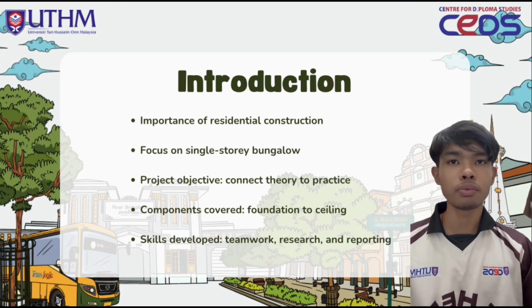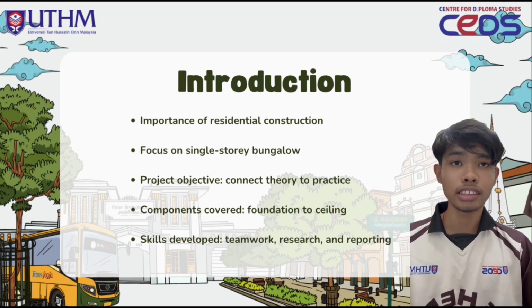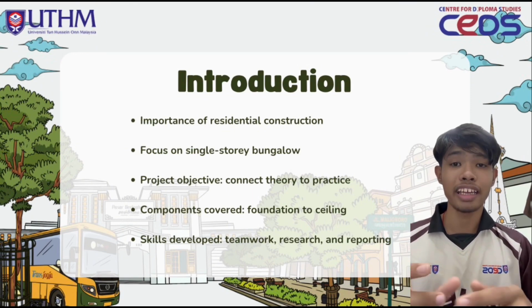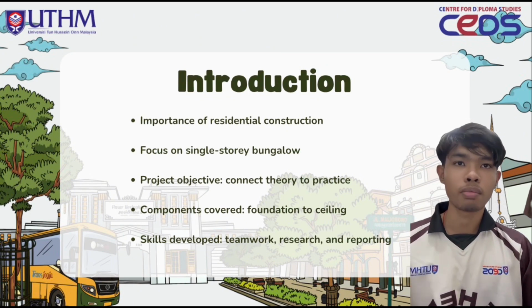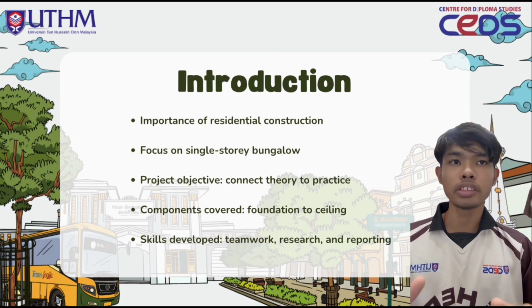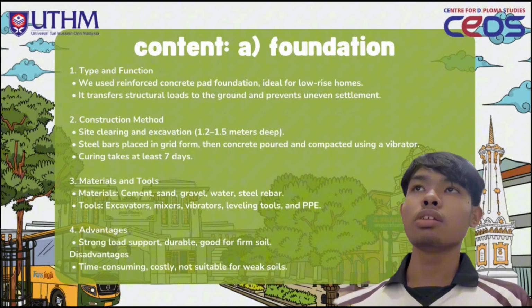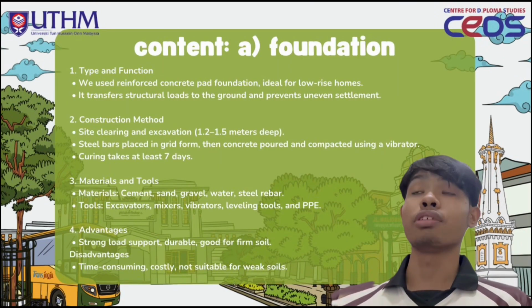In this presentation, we are explaining the 6 key components of our double-story residential home, which are the foundation, floor, wall, roof, and doors and windows. For each component, we will describe its function, its construction method, materials and the tools we use, as well as the advantages and disadvantages. Now we look at the first component, which is the foundation.